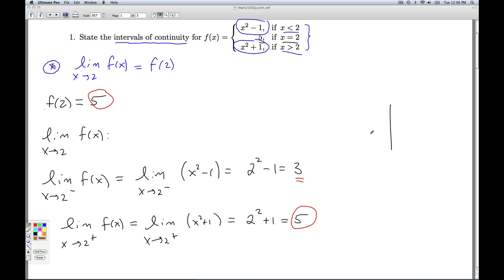So what's happening graphically at 2? As we come in from the left, we're coming close to 3. As we come into the right, we're getting close to 5. And the function value at 2 is equal to 5. So we have this sort of phenomenon happening here. Okay, so we have a jump discontinuity. So this is what we call a non-removable or essential discontinuity. So it's not continuous at 2, but it is continuous from the right at 2, because the limit as x goes to 2 from the right equals 5, which is the function value at 2.